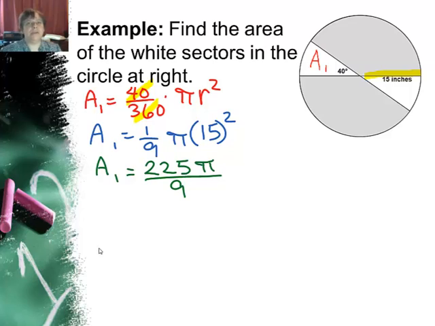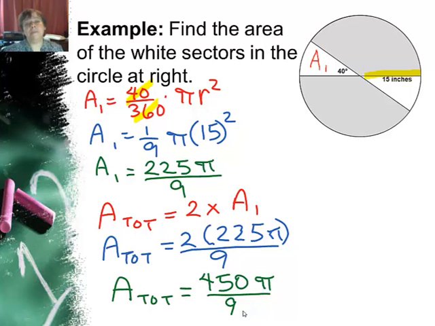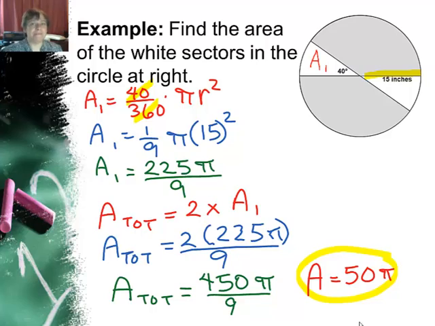You're probably thinking, oh, this is really messy. But actually, if I leave it in exact fraction form, it works out neater. So I'll show you why. The total area is going to be two of these sectors. They're the same size. That's the center of the circle. This is congruent to that. So if I multiply by 2, I get 450 pi over 9. Well, 450 is divisible by 9. My total area is just 50 pi.